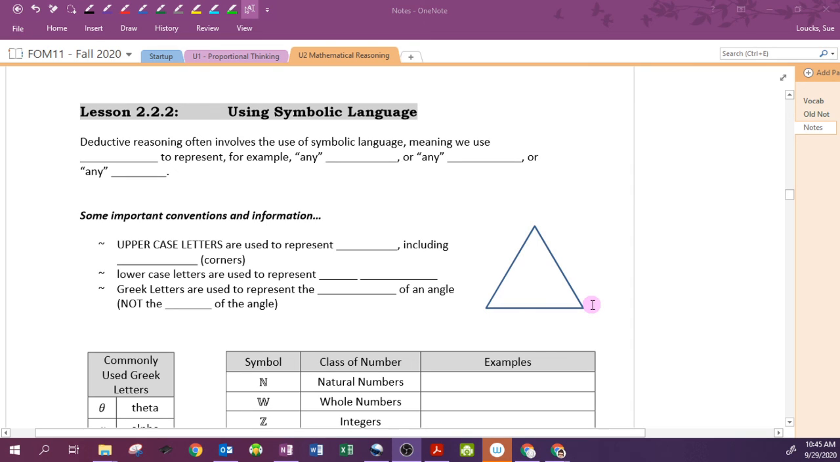All right, using symbolic language. Deductive reasoning often involves the use of symbolic language, meaning we use symbols to represent things. To represent, for example, any number or any integer or any angle.